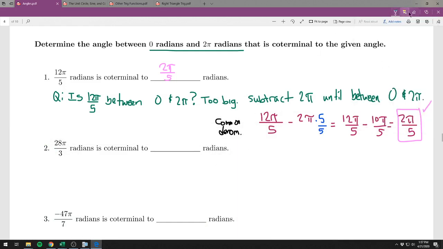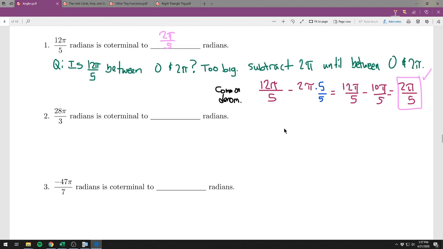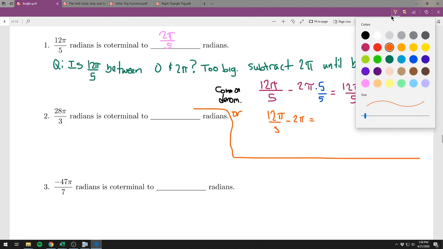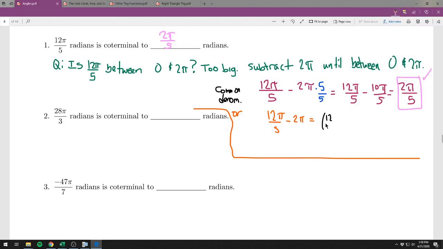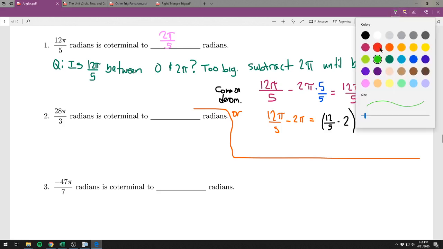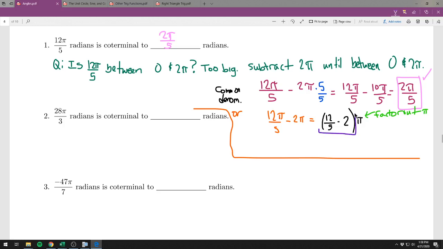Right. But another way to think about what we just did, if you want to use your calculator but you cannot use the pi button, which is understandable, is the following. So if I had to do 12 pi over 5, let me keep this separated, minus 2 pi, if you think about factoring out the pi in the back, we get 12 over 5 minus 2, and then the pi. Then your calculator is very fine with handling this. You can type this in your calculator and switch it to a fraction.